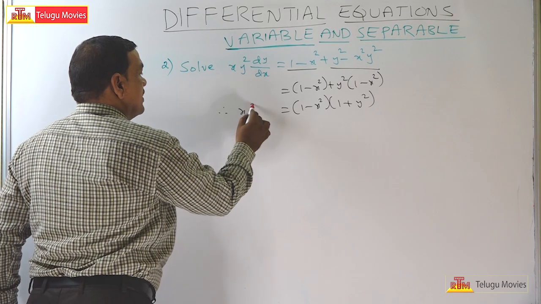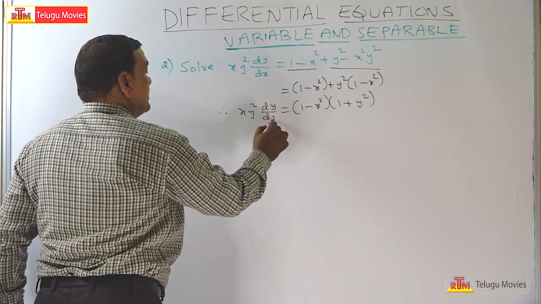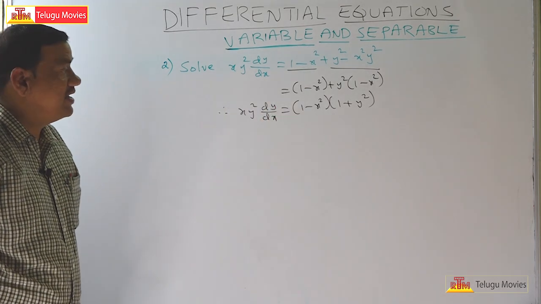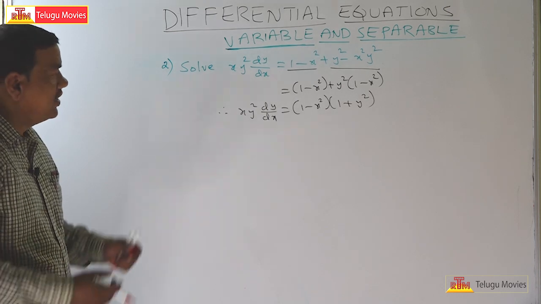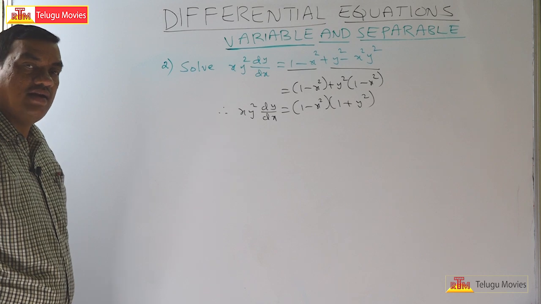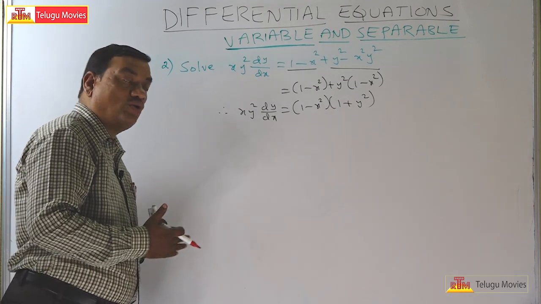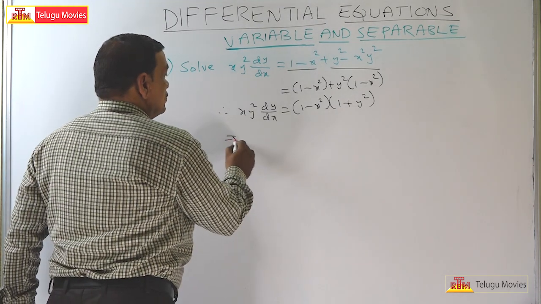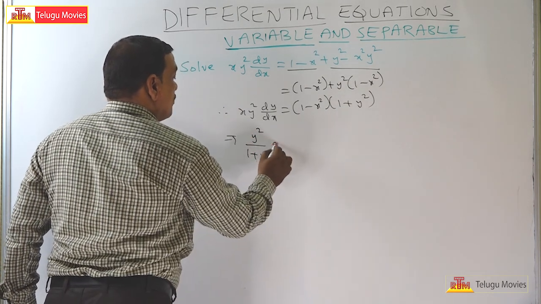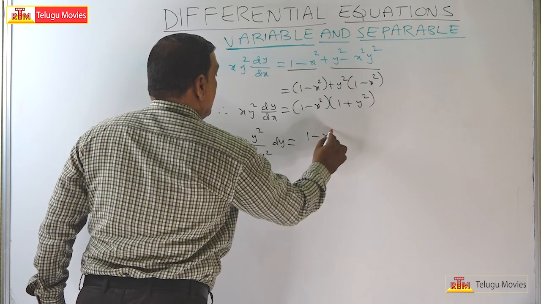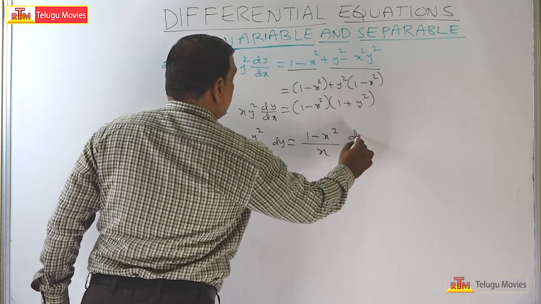Therefore, your x y square dy by dx is equal to 1 minus x square into 1 plus y square. So then easily you can separate the variables, the variable separable method. So this is y square, bring this side: y square by 1 plus y square dy. This is 1 minus x square by x, take this as dx.